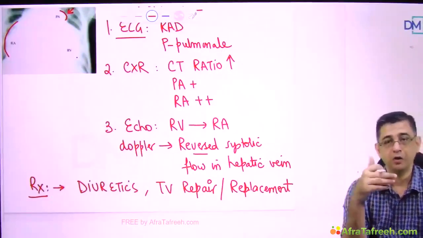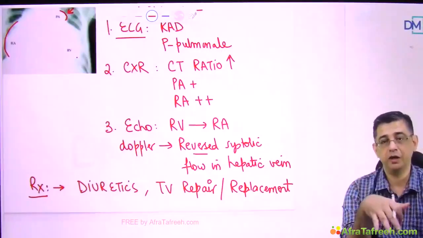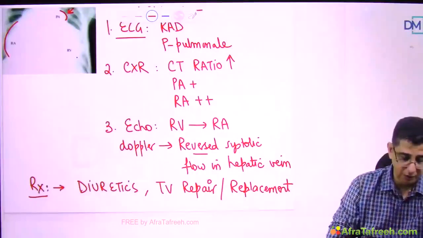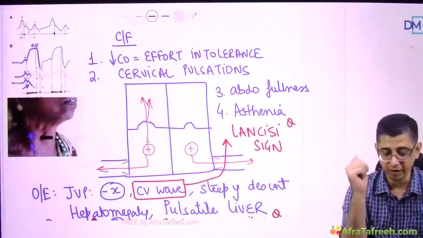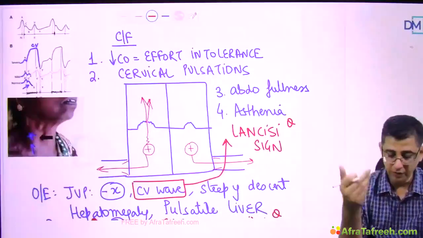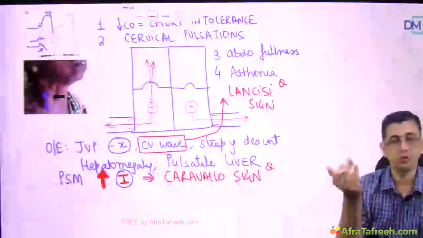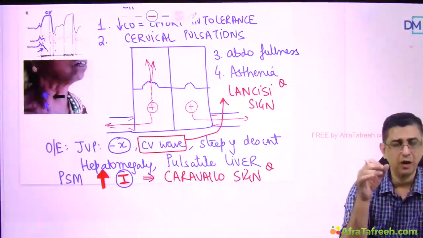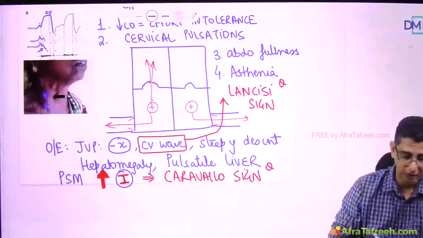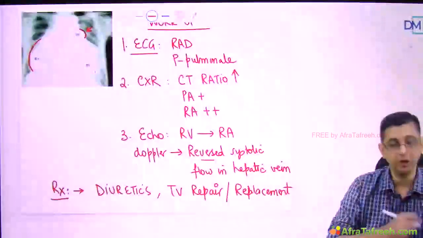So you need to remember a comparison between TS and TR, in a sense that TS will be having a JVP finding of a large A wave and a blunted Y, and tricuspid regurgitation will be having a very classical Lancisi sign, that is a big CV wave occurring in a patient. And along with that, there would be a pulsatile liver which would be seen in these patients. In TS, it would be presystolic pulsations of the liver. So as such, TS and TR are relatively straightforward topics and can easily be worked out.